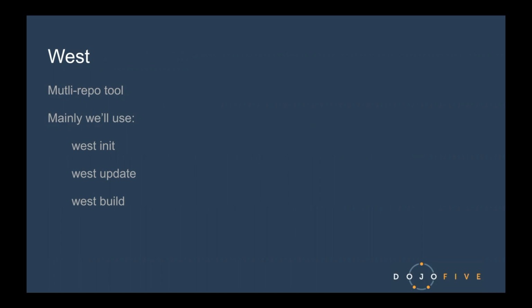It helps us pull in different pieces of Zephyr. Zephyr is broken down into a lot of different modular pieces to help support different CPU architectures and stuff. So West coordinates all that. Mainly we'll be using West init to initialize the repo, West update to update all the sub repos, and then West build is what allows us to actually do builds.